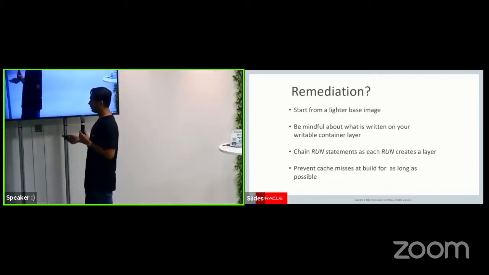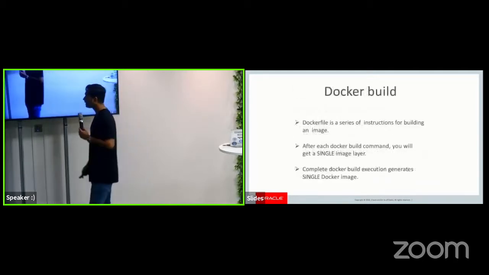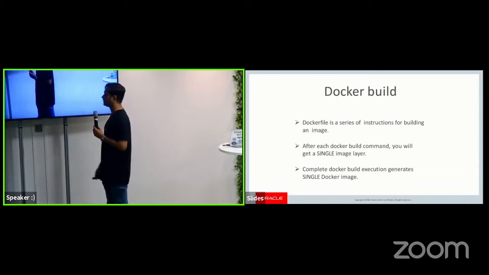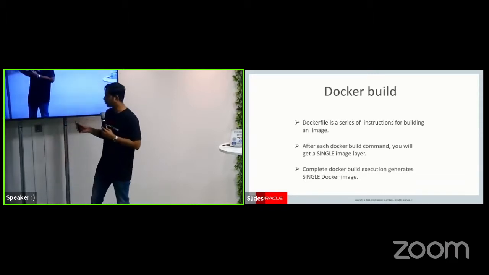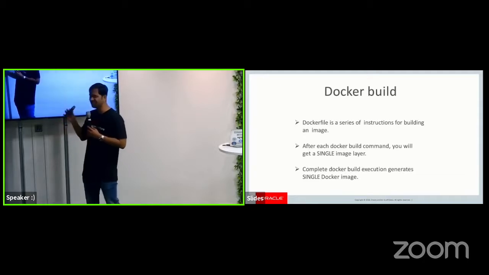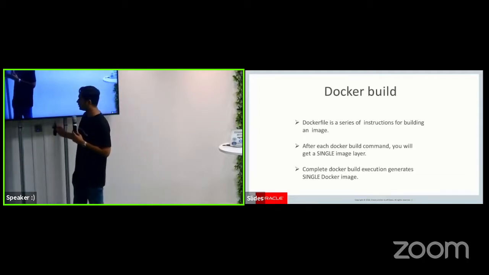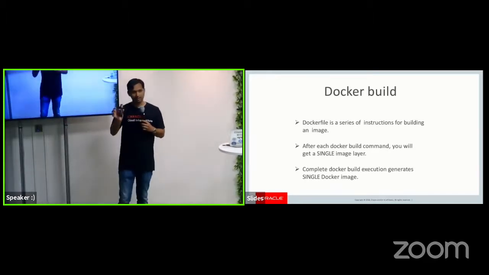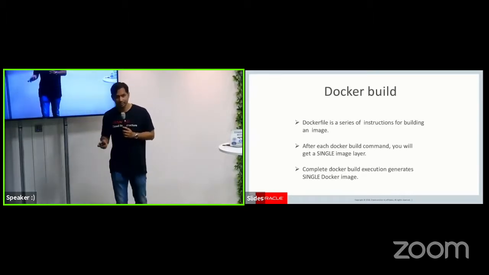And then, prevent the cache miss at build for as long as possible. Now, the Docker build. The Dockerfile, as we know, is a series of instructions for building an image. And after each Dockerfile instruction, you will get a single image layer. And the complete docker build execution generates a single Docker image. So it will flatten out the entire stuff and create one single image at the end of the day.